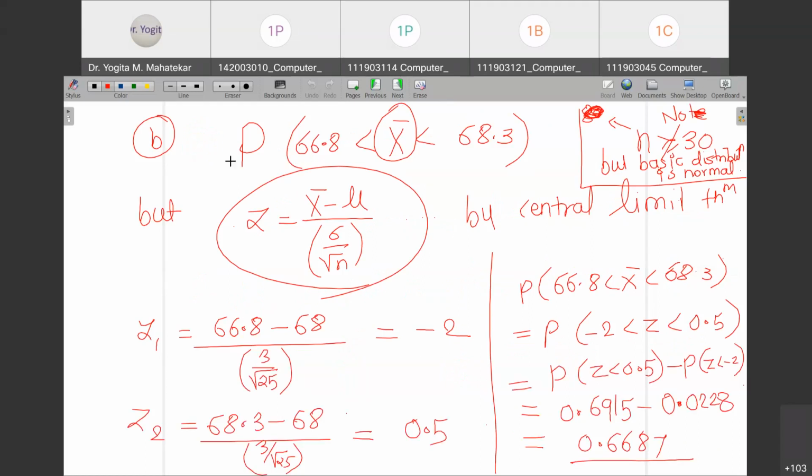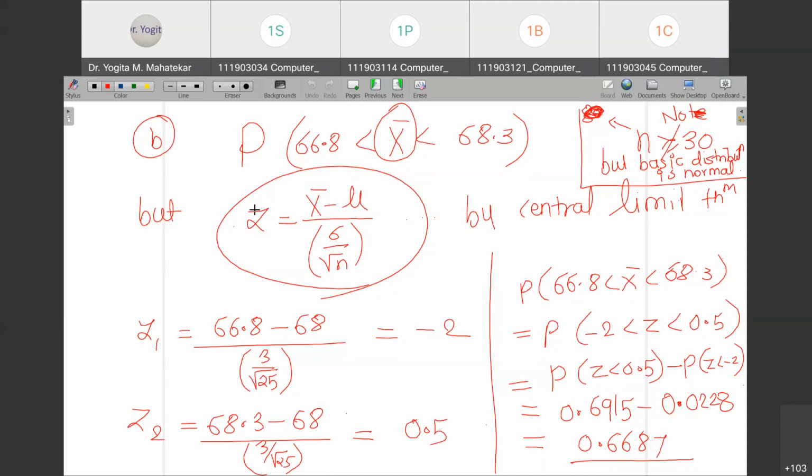Then we need to find out how many of these samples will have their averages lying between 66.8 and 68.3. The central limit theorem is applicable over here. It is applicable in two cases: firstly, if your sample size is greater than or equal to 30, and secondly, if your basic distribution is the normal distribution. If either case holds, we can approximate X bar, the sample average, by the normal random variable Z. Now the question is how we approximate X bar, the sample mean, by the normal random variable Z.